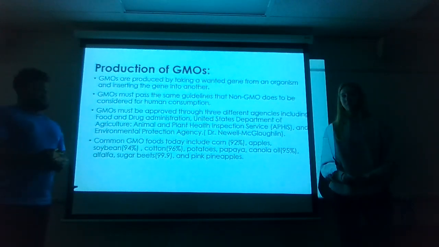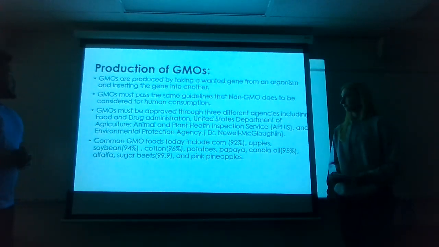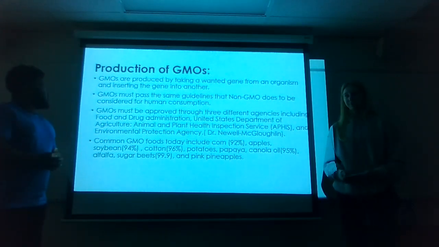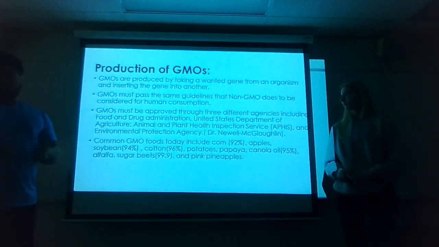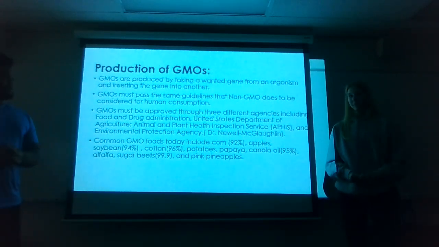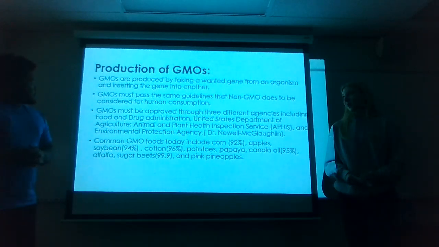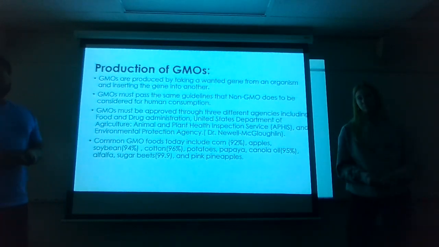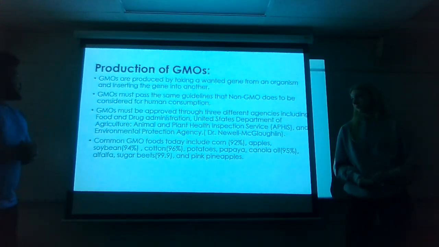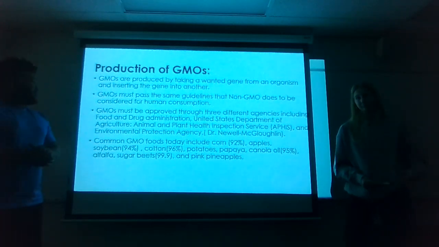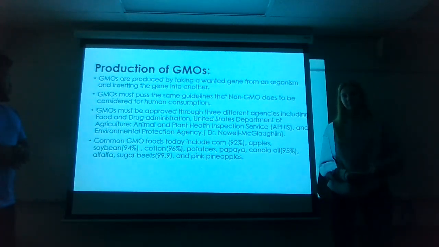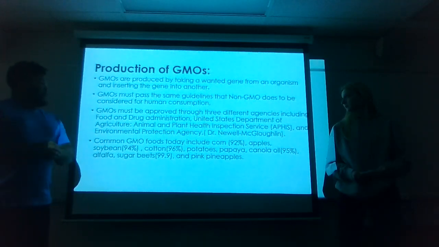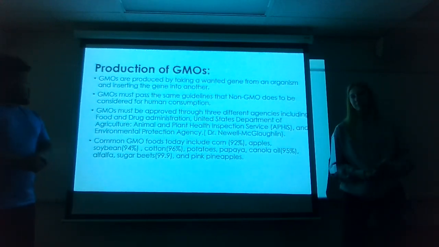Production of GMOs. GMOs are produced by taking a wanted gene from an organism and inserting the gene into another organism that wanted that trait. So GMOs must pass the same guidelines that non-GMOs have to pass in order to be considered for human consumption. GMOs also must be approved through 3 different agencies, including the FDA, United States Department of Agriculture, and the Animal and Plant Health Inspection Services, as well as the Environmental Protection Agency.